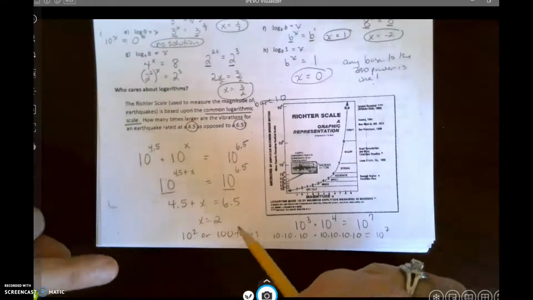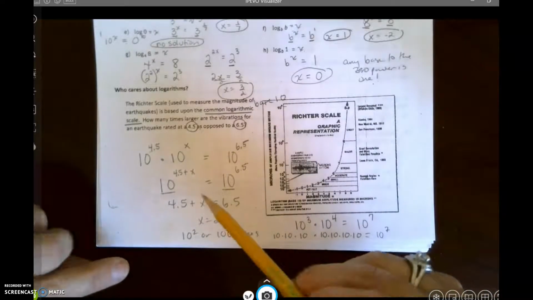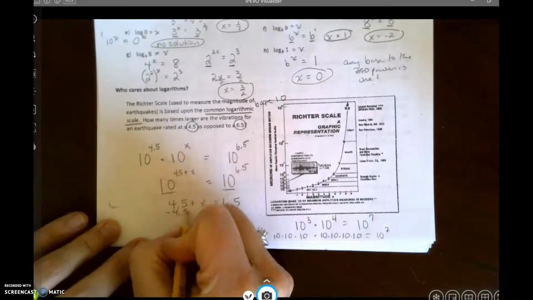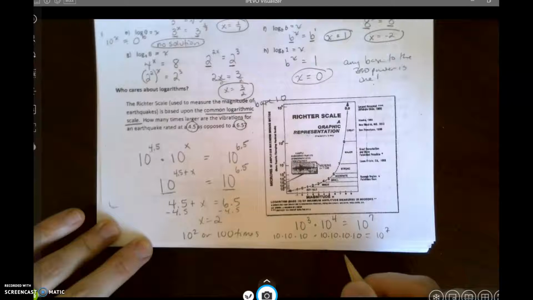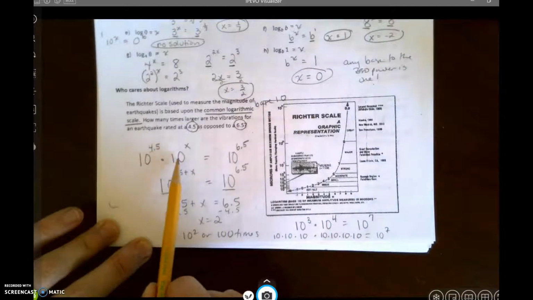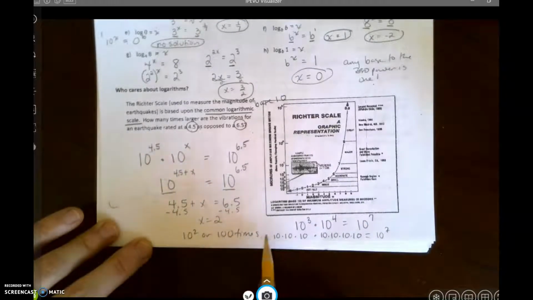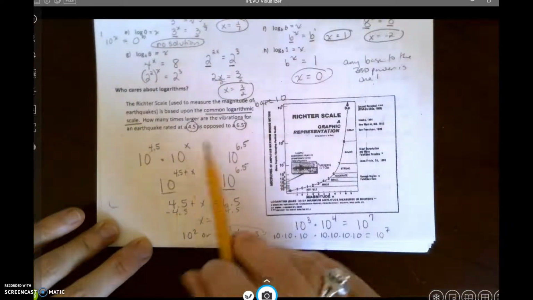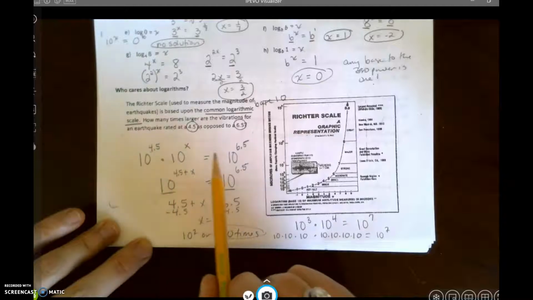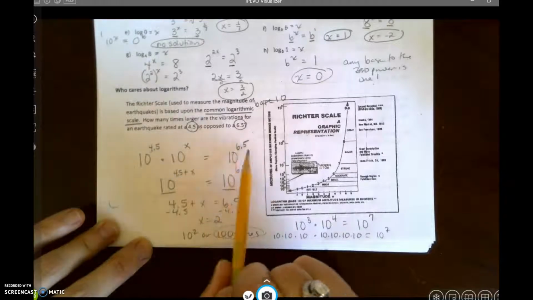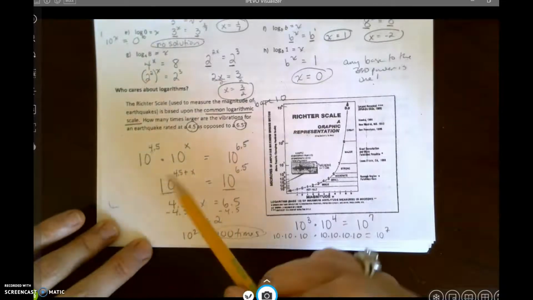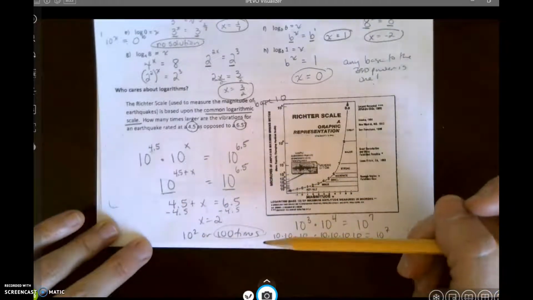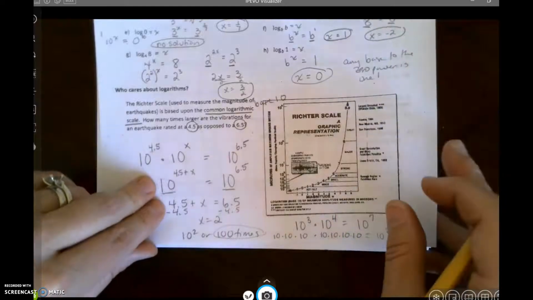Right, I know at the end of the last video I had to go kind of quickly. I'm assuming you understand why x is 2, because if we subtract 4.5 from each side, we get that x is 2. So that's 10 to the second, or 100 times as severe as on the Richter scale 4.5. So that 2-point difference is not 2 points, it's 10 to the second, or 100 times different. So that's just important to know as far as how the Richter scale works.